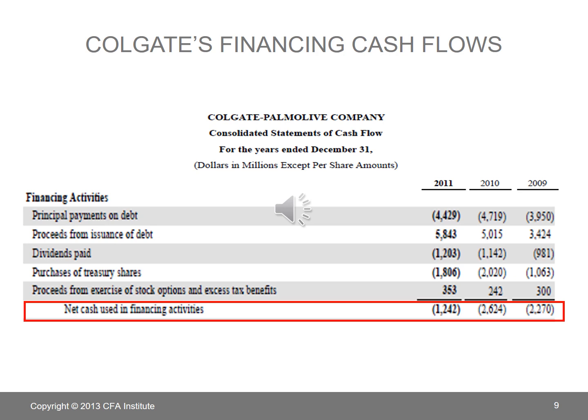First, the company had higher net proceeds from the issuance of debt. The proceeds from debt issuance in 2011 were 5,843 million compared with principal payments of debt of 4,429 million. Second, the company had a lower level of share repurchases. The amount of share repurchases was 1,806 million in 2011 versus 2,020 million in 2010. The amount of dividends paid has steadily increased over the past 3 years.